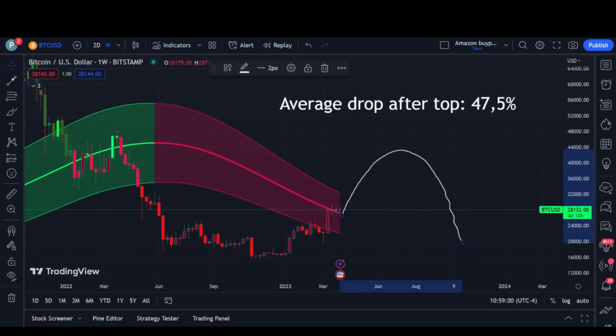After the top is in, Bitcoin drops on average 47.5%, so let's be conservative and imagine Bitcoin has its top around 40k. A 47.5% drop would mean that it would drop all the way back to $21,000. So that's not unusual for Bitcoin's price action to happen.